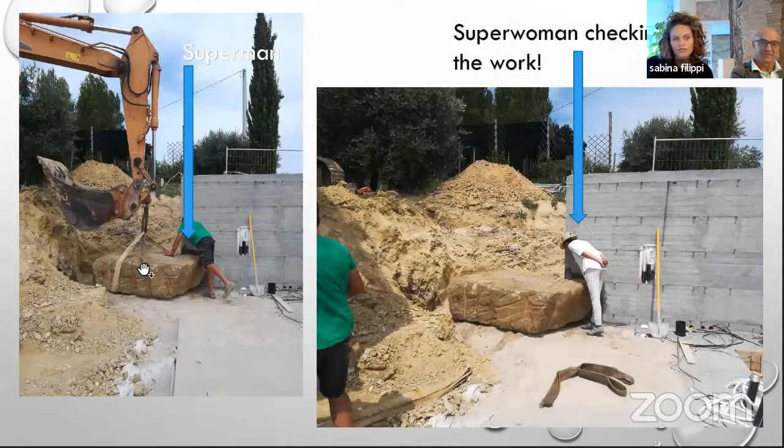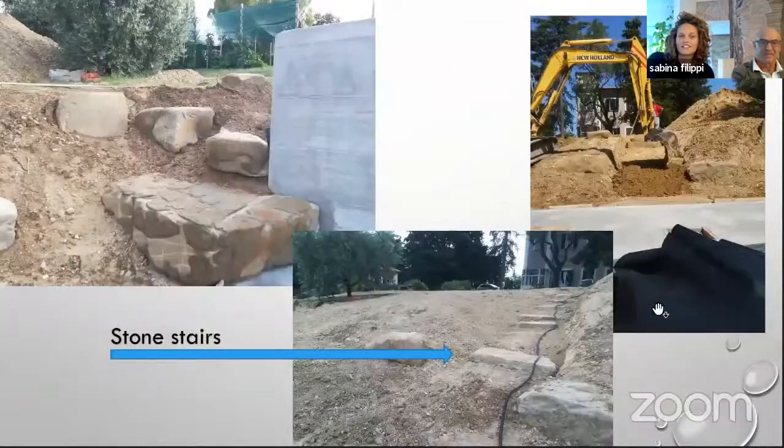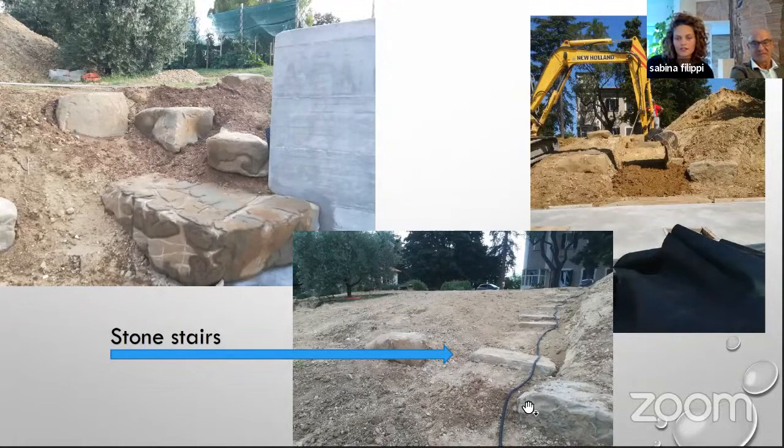Here is our special boulder, the L-shaped boulder. We use it to connect the concrete wall that stays close to the pool and the staircase that connects the pool to the house. So here we have Sabina checking the work done. Here we can see the stairs made of stones that connect the house to the pool.